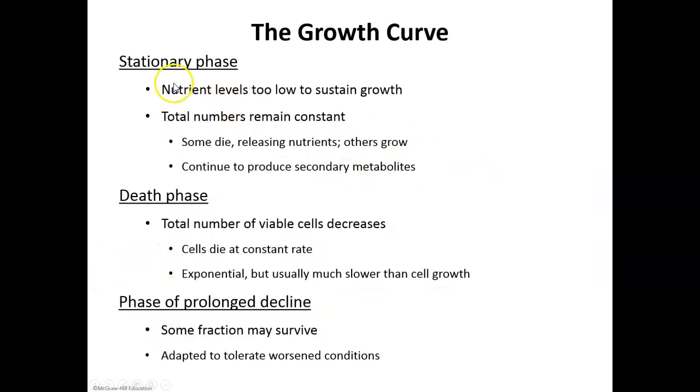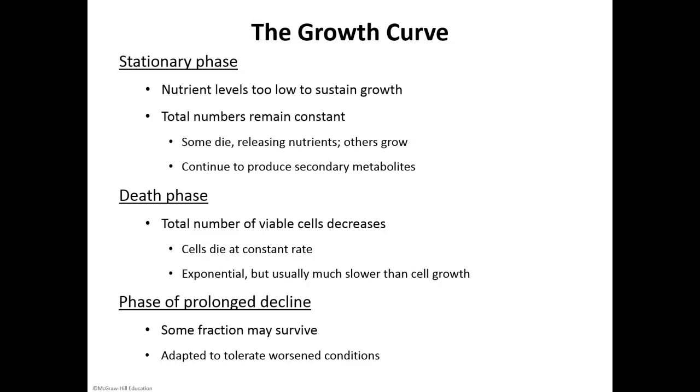Then we move into the stationary phase. Stationary phase is a phase where there are few nutrients left. So a lot of growth has occurred. So you're still replicating some cells, but the number of cells that replicate are going to be equal to the number of cells that are dying. The cells that are dying are releasing nutrients so that other cells can grow.